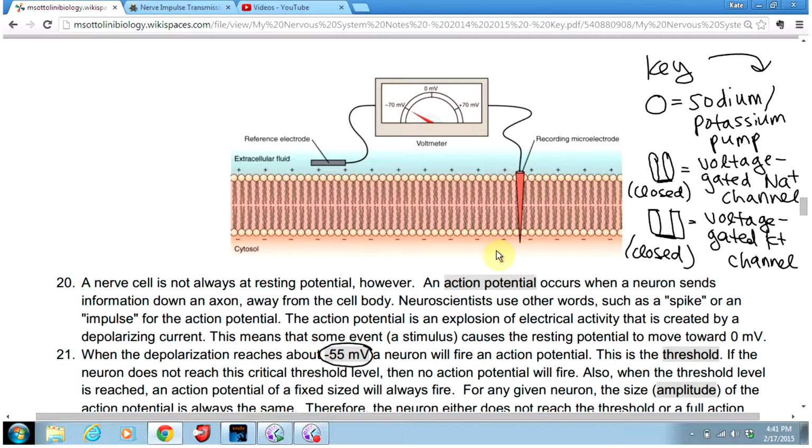Our last video is about resting potential in nerve cells when they're not sending signals. And this video is going to be about the action potential in nerve cells, which is when they are sending signals down their long axons.